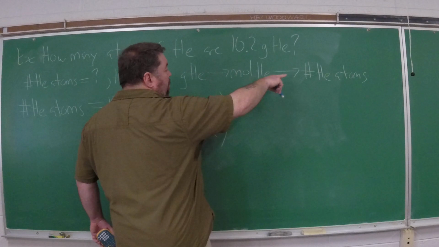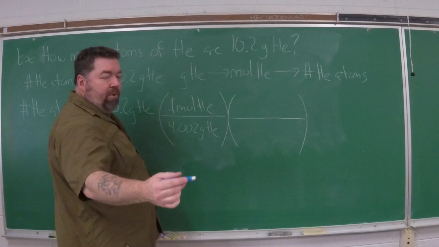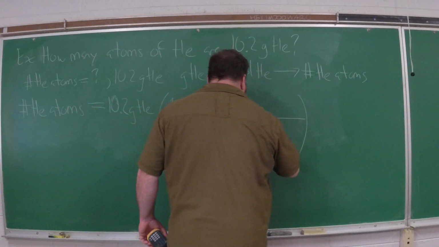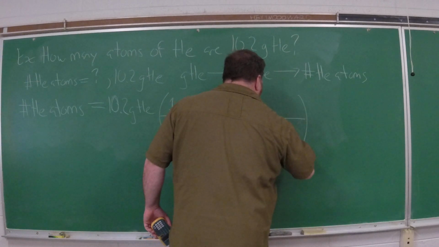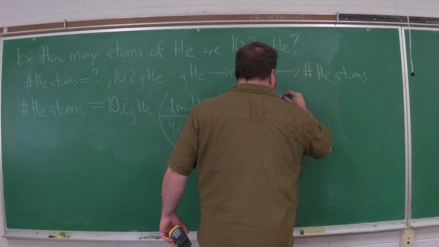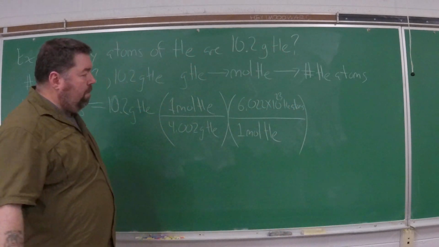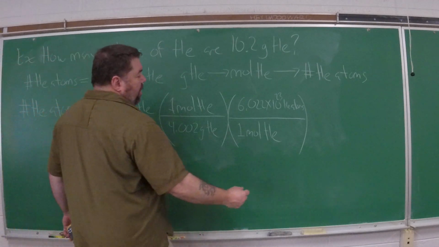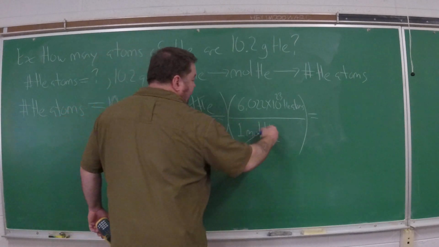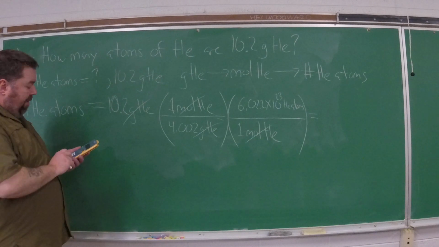Now, I want to go from moles to number of He atoms. So again, I'm using the definition of Avogadro's number. I want mole to cancel. So that goes into the denominator. 6.022 times 10 to the 23 He atoms goes up here. Let's check our units. Grams of He cancels, moles of He cancels, leaving us with number of He atoms, exactly what we want. Do your math.